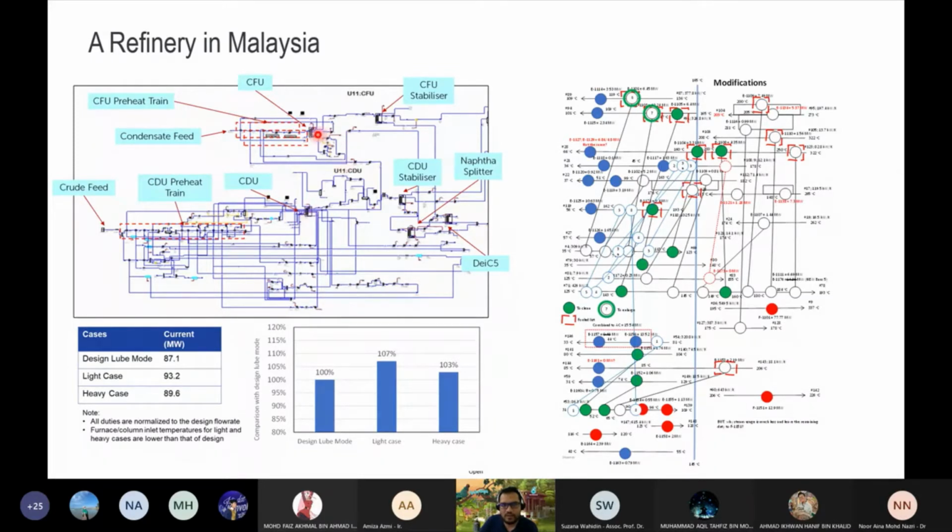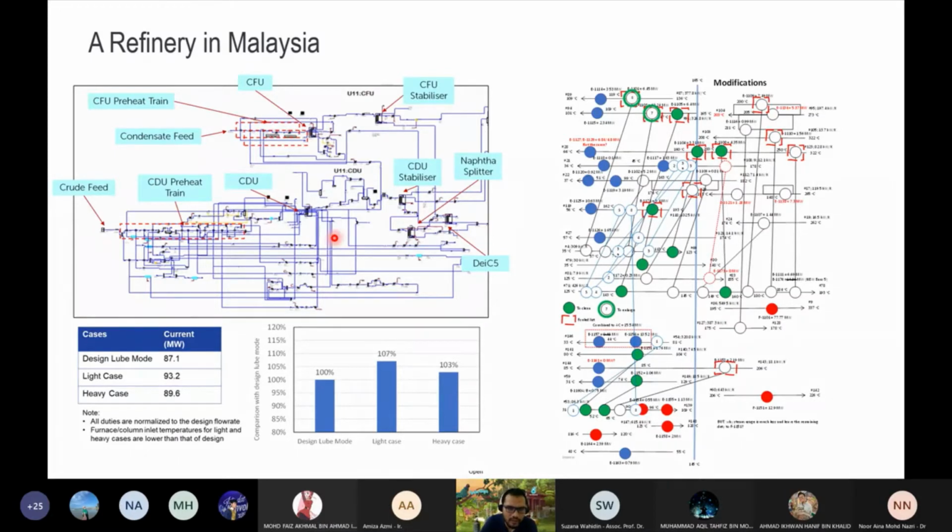The same goes for the CFU. We have the condensate feed, and it goes through a series of heat exchangers and to the CFU. And then the question is, what can we do? Can we increase the heat recovery? Can we minimize the heat consumption in the furnaces? So those were the questions.